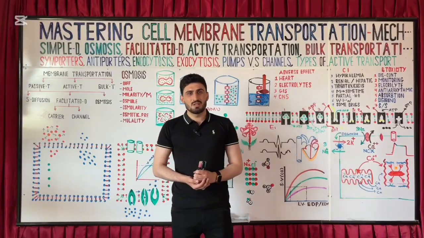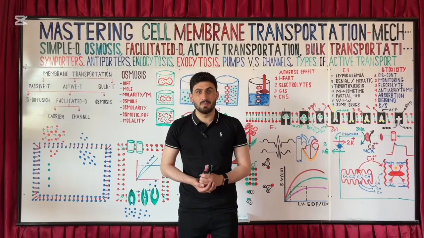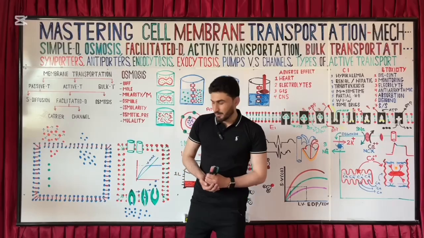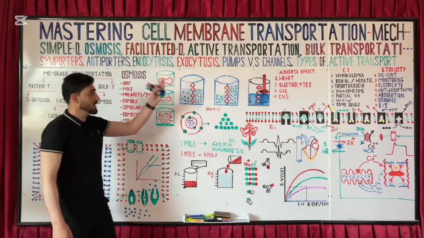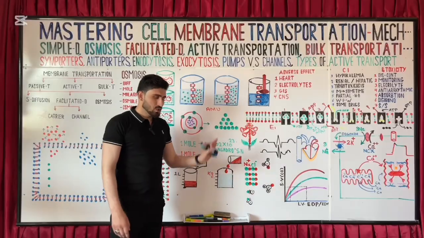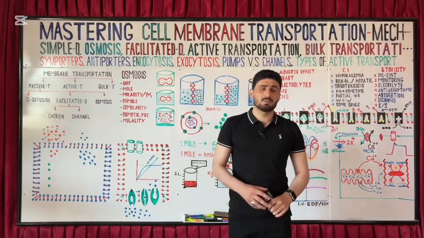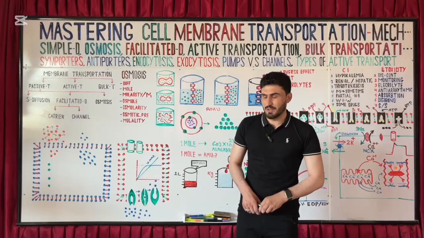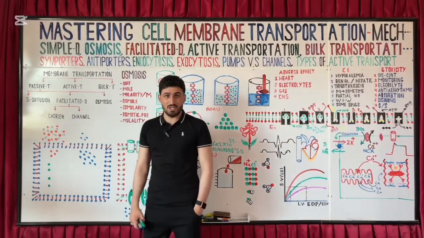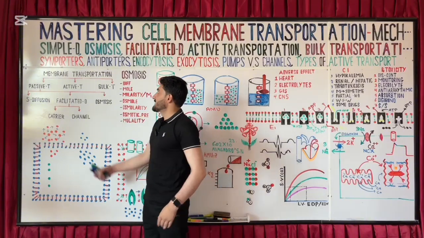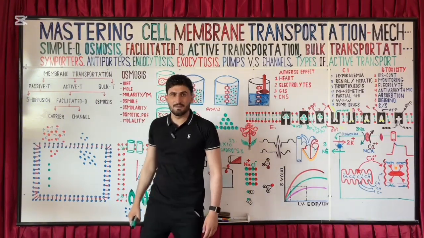In the previous lecture, I talked about the structure and functions of the cell membrane. Today, I'm going to talk about an important function of the cell membrane, which is cell membrane transportation. During this lecture, firstly, I'm going to talk about different types of cell membrane transportation. For example, passive cell membrane transportation and its subtypes, such as simple diffusion, osmosis, facilitated diffusion.